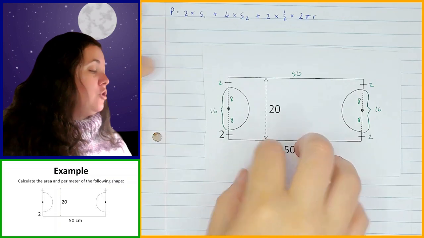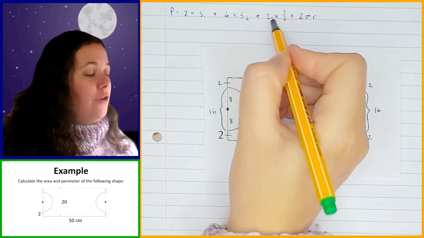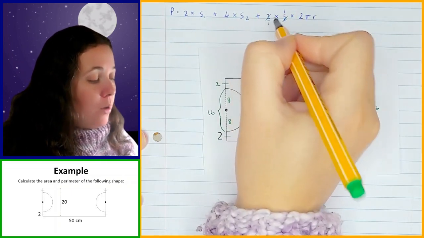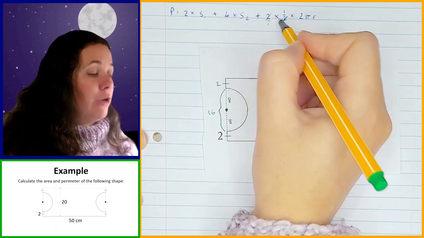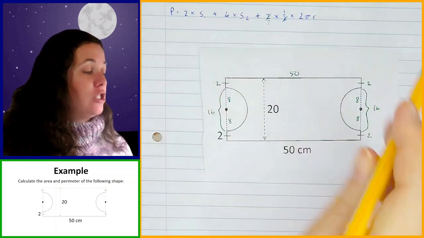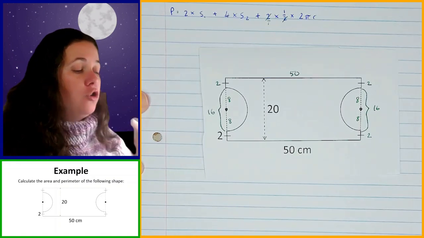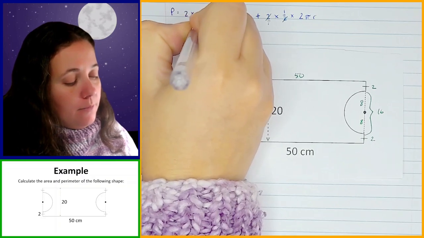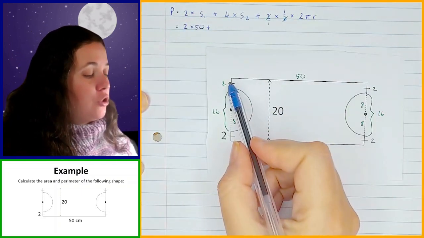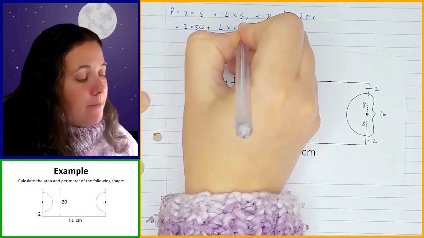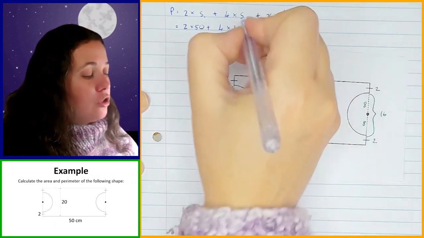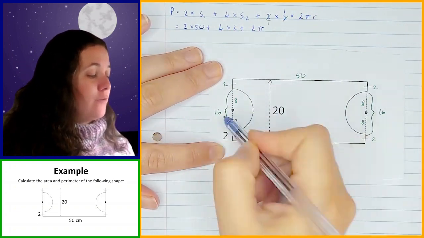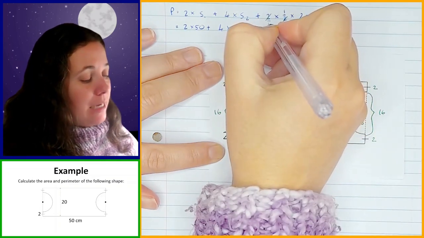Okay, so now what I'm going to do is, if you look over here, the half and the 2, I can cancel out that and that, because this is actually 2 over 1. I'm multiplying, so I can cancel out the numerator and the denominator because they're the same. So I don't have any fractions to worry about now. So I've actually just got 2 times S1, side 1, which is 50. So it's 2 times 50 plus 4 times 2 plus, and then these cancel, so I just got 2 pi, and then the radius of each half circle is 8. So it's 2 pi times 8.